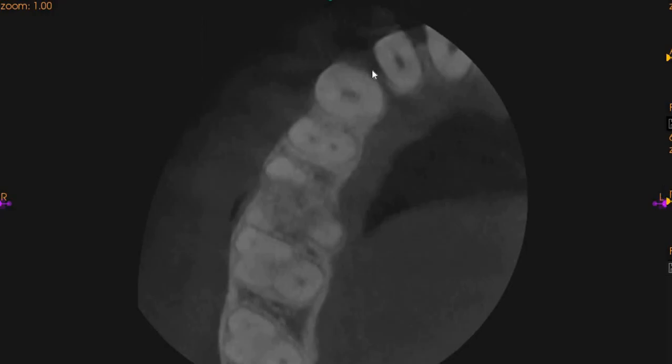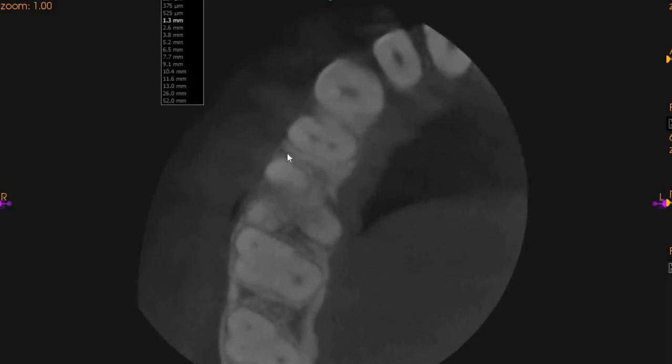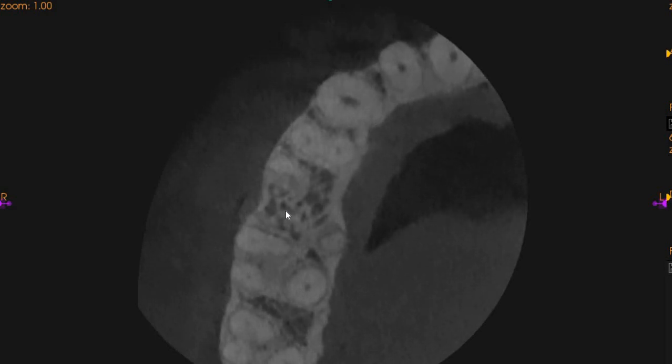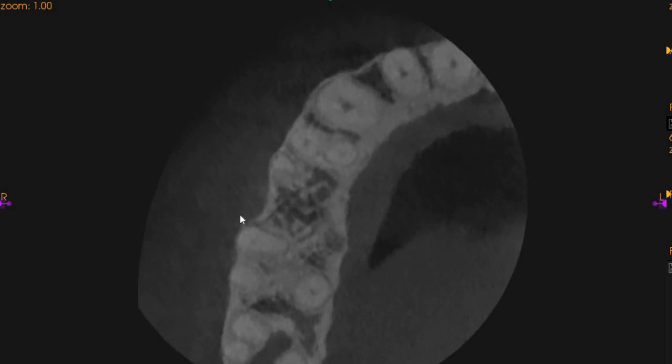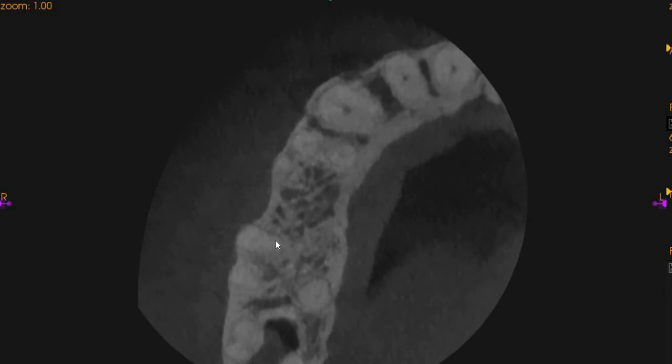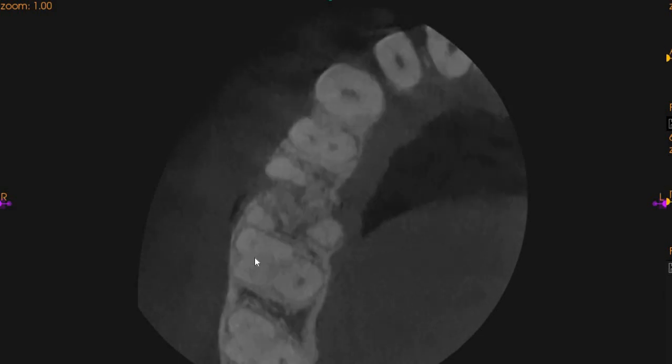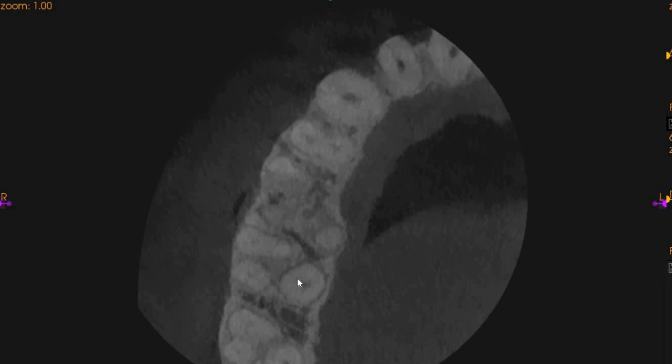On the axial view, you can see that these are the 3 roots: mesiobuccal, distobuccal, and palatal. We've got adequate bone in the interradicular area, and all the 3 roots are very adequately spaced out. Here you can also see that we've got very narrow canal configuration of the 6, but we've got 2 canals, MB1, MB2, a distobuccal, and a palatal.